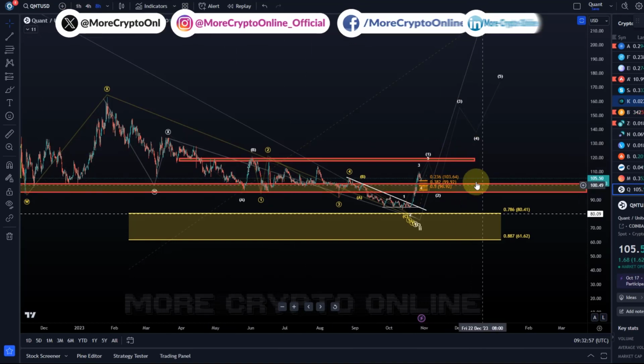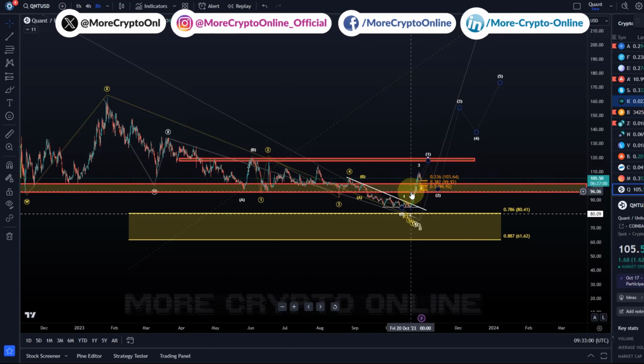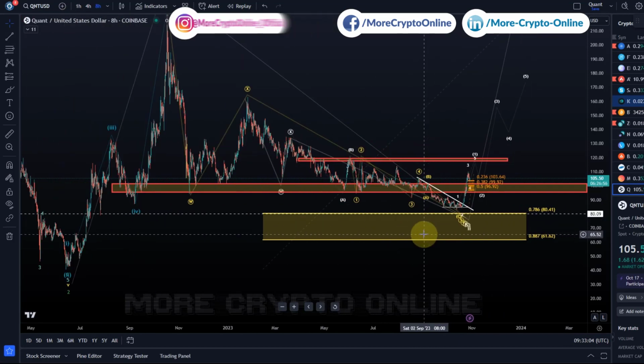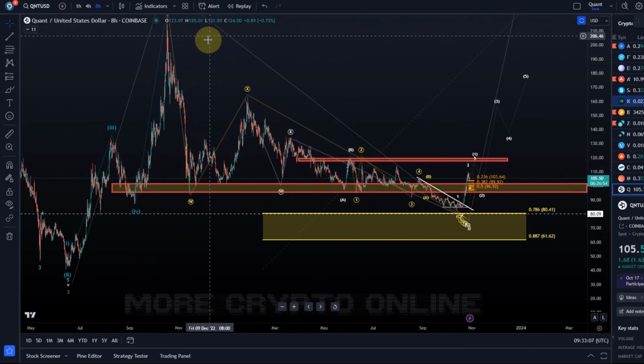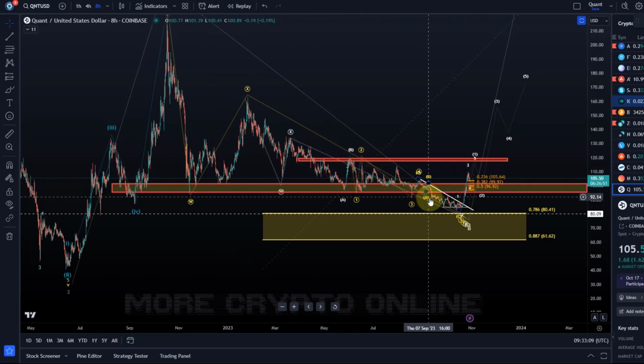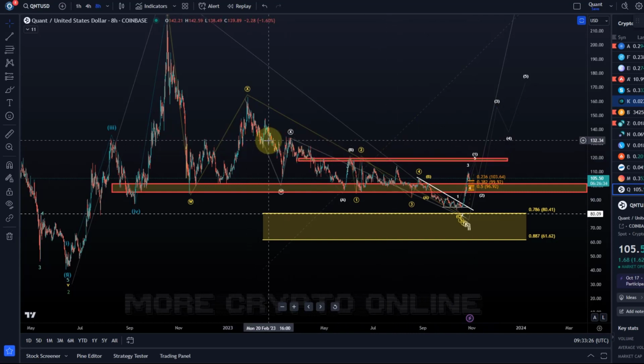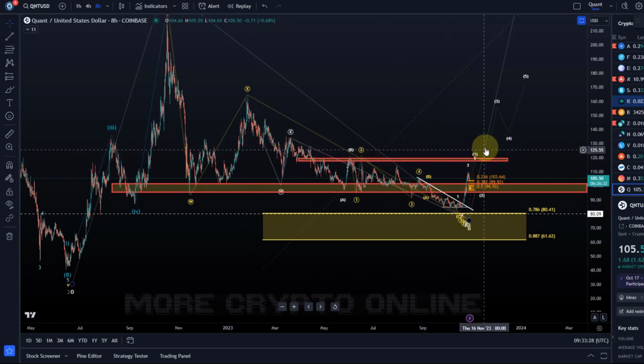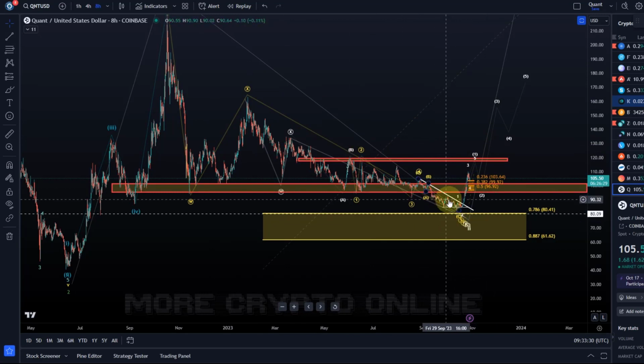QNT did touch our support area yesterday and already starts to move. So we're going to take a look at that. Overall, QNT has come lower and lower in the last few months. And now when it broke above the trend line with the other coins, it has started to move to the upside. We're currently watching for a potential 5-wave move to the upside that could emerge from here. 5-wave movements are needed to indicate that the trend has shifted back from a downtrend into an uptrend.